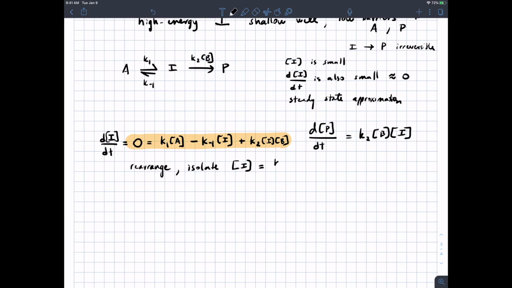I equals K1 times A divided by K2 times B. Oh, you know what? I made a critical error. There should be a minus sign in front of that K2, right? We're talking about I can appear by A converting into I, which is why this is positive. I can disappear by I converting back into A or by I converting into P. I am sorry for that. That sign is negative. Got that? Okay.